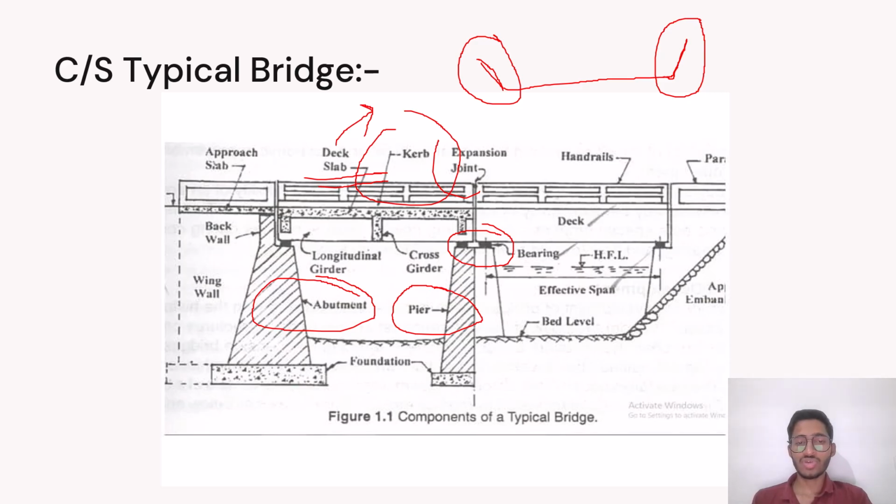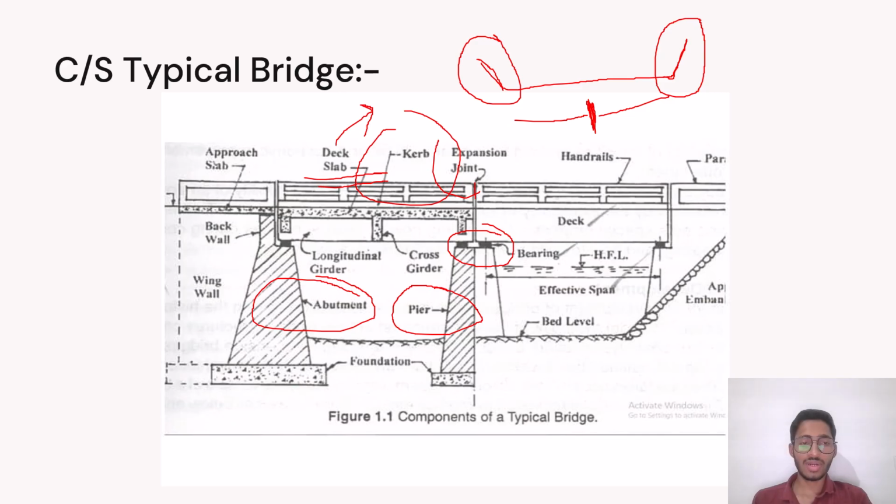Then expansion joint. Expansion joints are provided if the span of the bridge is more. It is provided to tackle the problems which occur due to the long span of the bridge. If the expansion joints are not provided, the bridge will be subjected to high loading and then it is subjected to fail. Then handrails are the supportive section.